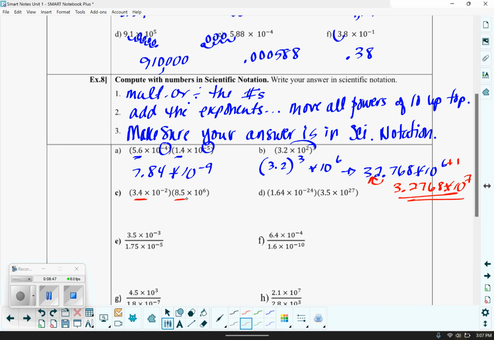This one I'm going to take 3.4 times 8.5, and I get 28.9 times 10 to the -2 and 6 is 4. But it's too big by 1 place, so I'm going to move it 1 more, plus 1. So it's 2.89 times 10 to the 5th. D, I'm going to take 1.64 times 3.5, and I get 5.74 times 10 to the, add those exponents, and I get to the 3rd power.